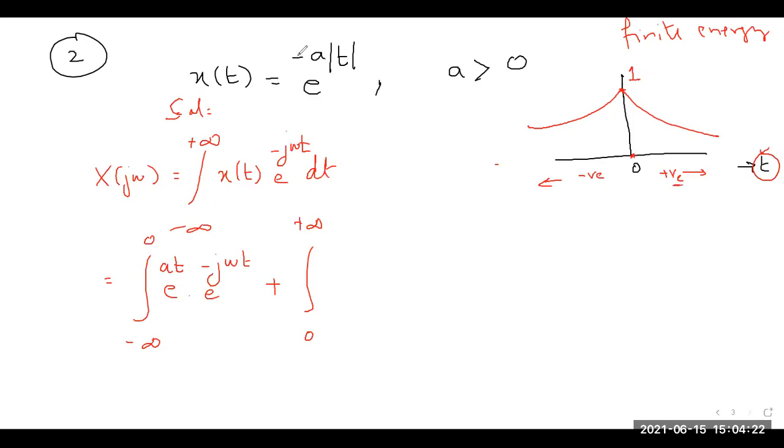positive. So when t is positive, you get e power minus a t and e power minus j omega t. Because of the given example, we have split this interval from minus infinity to plus infinity into two: first between minus infinity and 0, and then from 0 to plus infinity. And then we consider the proper expression for each case.